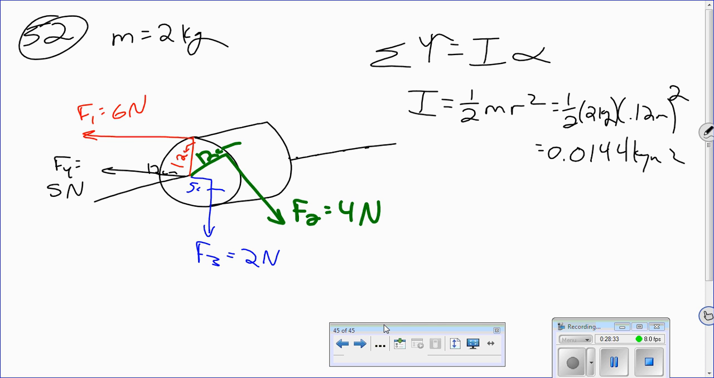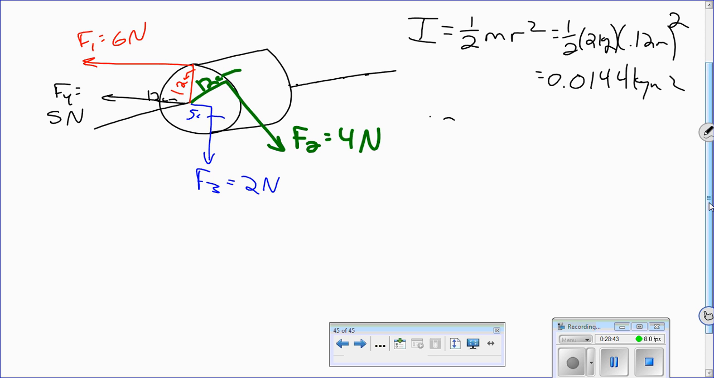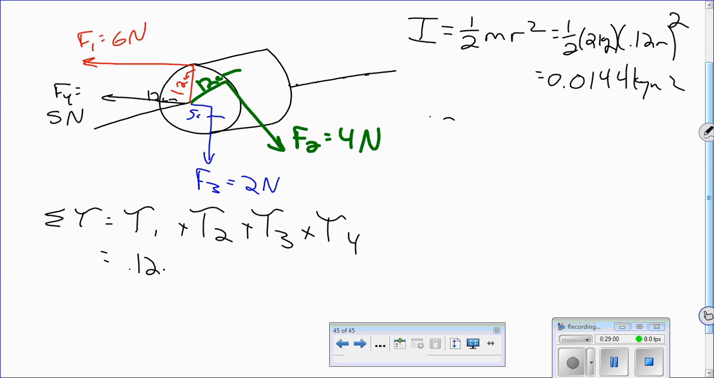So check it out. Let's see. So my net torque. Have to scroll down a little bit. All right. So my net torque is equal to the torque produced by force 1 plus the torque produced by force 2 plus the torque produced by force 3 plus the torque produced by force 4, right? So let's see, torque 1 looks to me like it's going to be 0.12 meters, that's my R, times my force, 6 newtons. And is that torque going to be positive or negative?